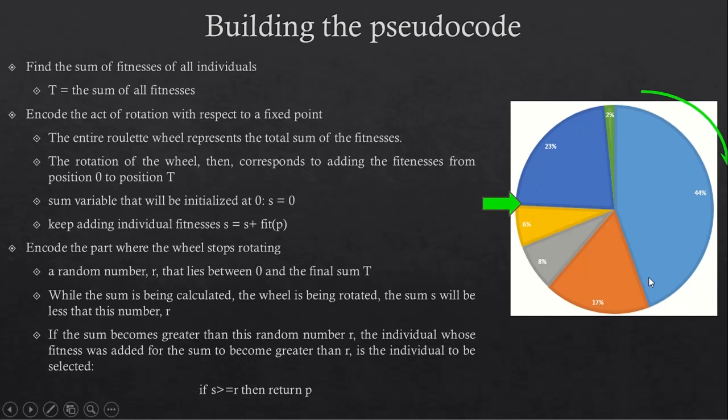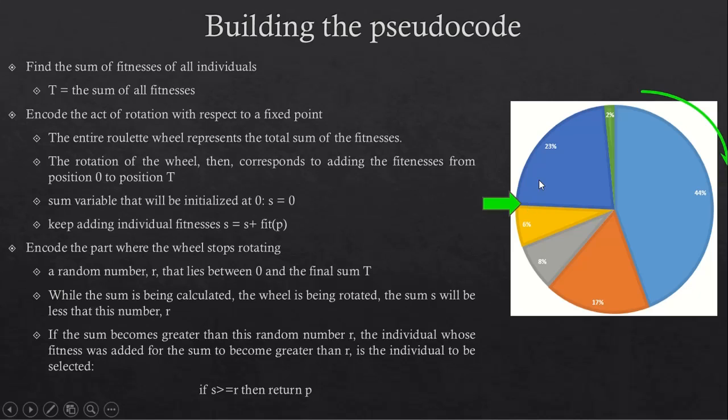The rotation of the wheel then corresponds to adding fitnesses of each individual in a sequence, one by one, from position 0 to position T. Adding one by one is the rotation. For this, we can then initialize a sum variable, which will be initialized to 0, and then keep adding the individual fitnesses.